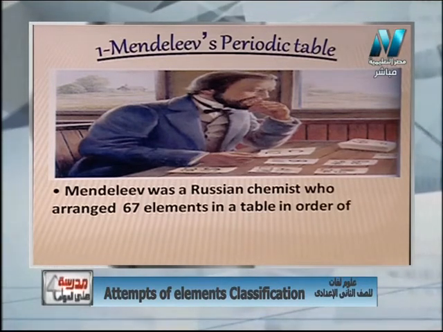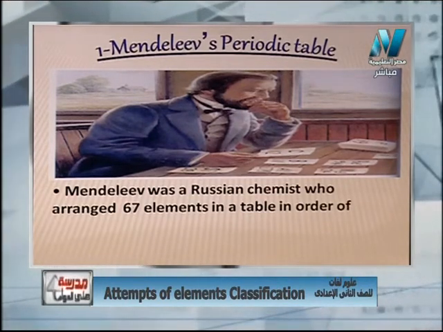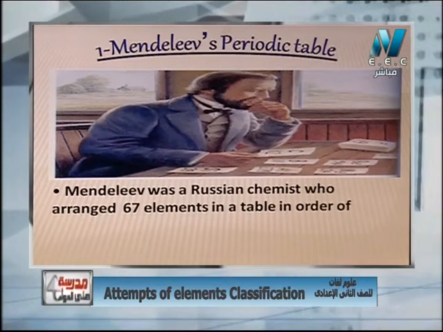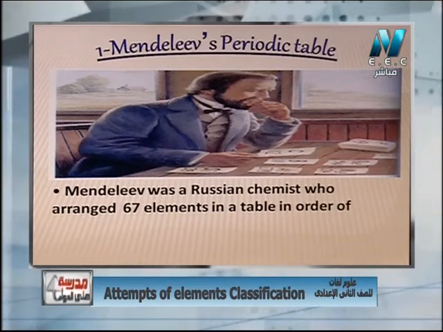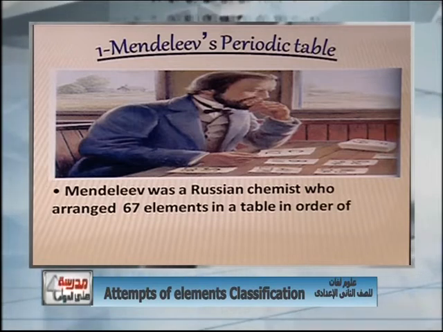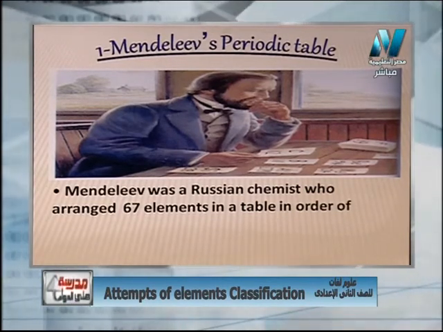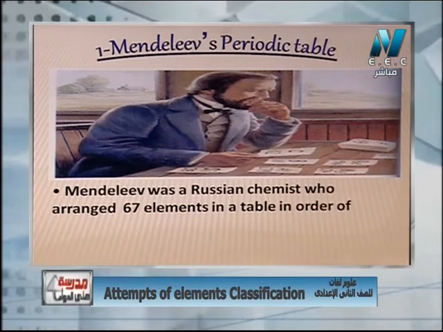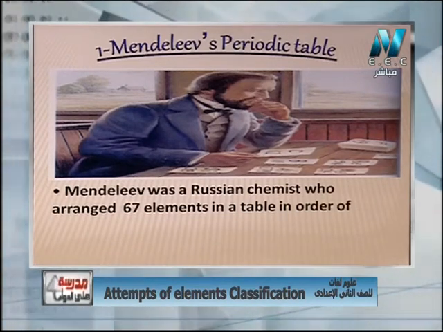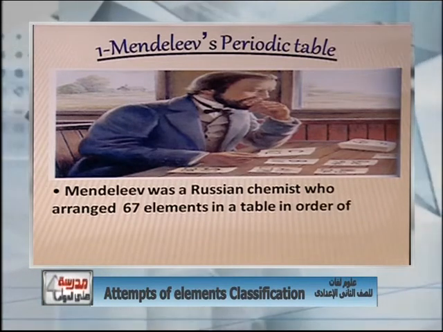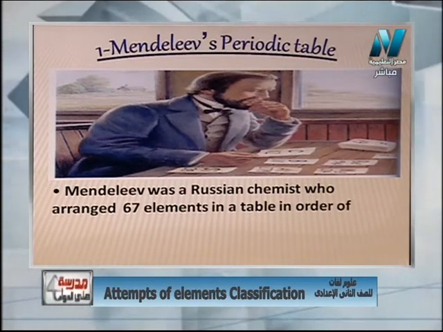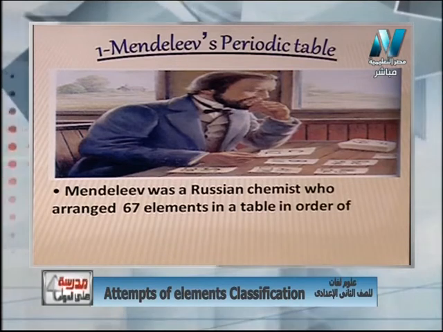the elements which were well known at the time of Mendeleev, 67 elements only. Now in 2018 they reached 118 elements. Okay, only 67 elements were known when the Russian chemist made his periodic table.